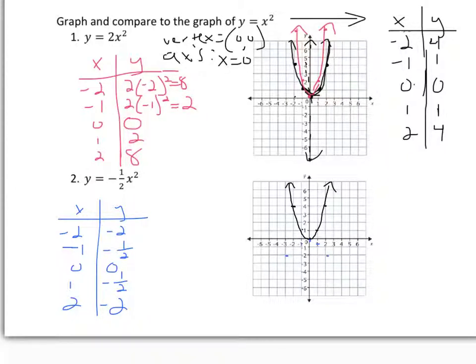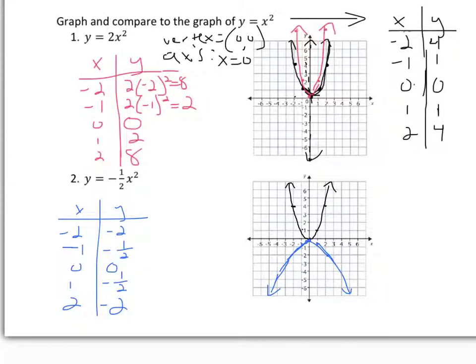Oh, I made a mistake right here. It's supposed to be at negative 2, negative 2. All right, those are all my points. And now we can connect them. And you see that this graph is a little bit different than the one we have.